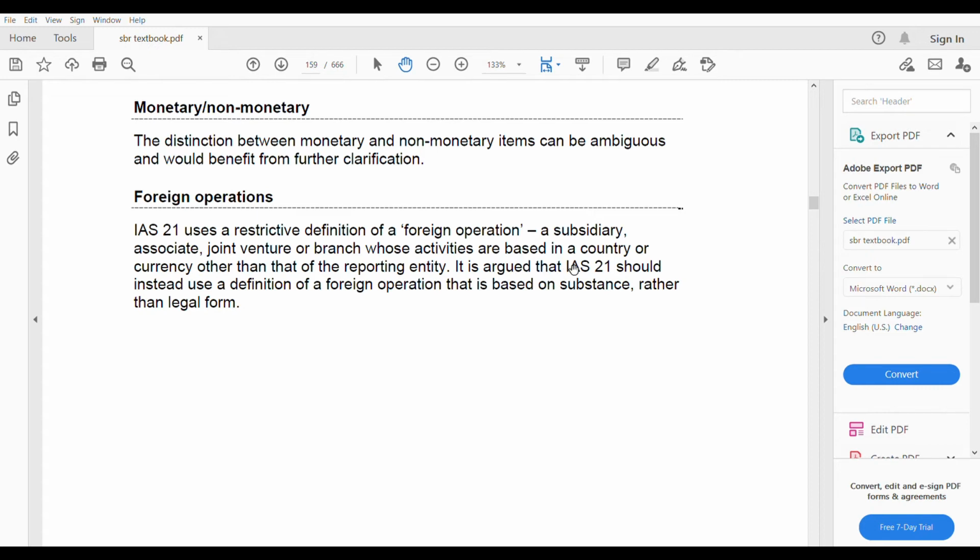So it is argued that IAS 21 should instead use a definition of foreign operation that is based on substance rather than legal form. Rather than saying that where it is located, the legal form, determines that this is a foreign operation, they should give preference to its substance. Right?